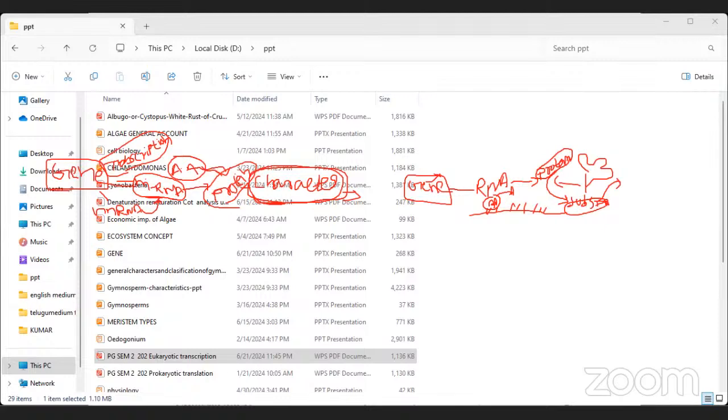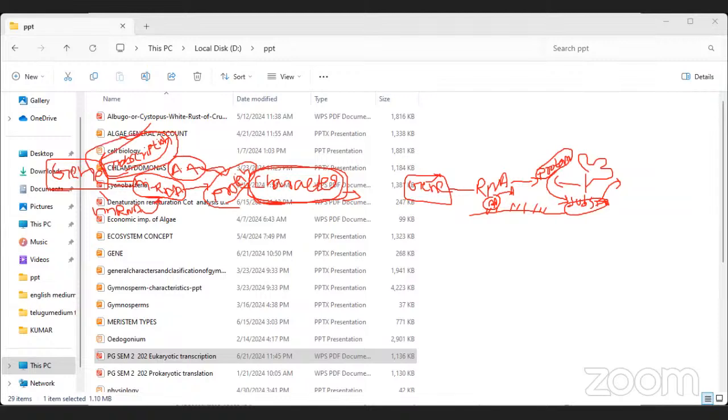This is called the central dogma. In the central dogma, gene or DNA undergoes the transcription process, mRNA forms, and through the translation process, protein forms. So here are two stages: transcription and translation. Through transcription, the RNA strand is prepared, and through translation, the protein strand is prepared. So first, let's complete eukaryotic transcription.